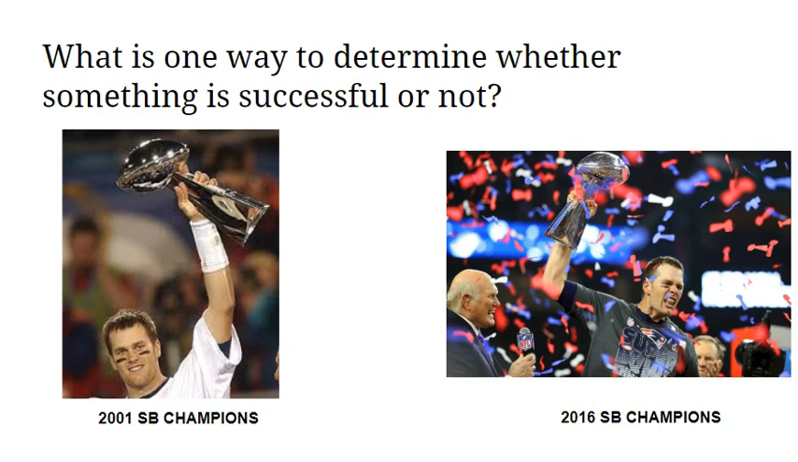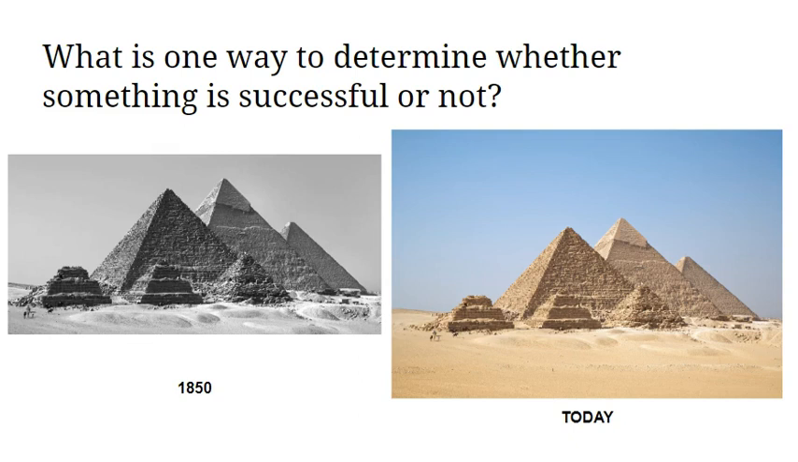It pains me to even include Tom Brady as a Jets fan, but I felt like it was a relevant example. What is one way to determine whether something is successful or not? Tom Brady winning the Super Bowl in 2001, winning in 2016. And in this case, what is one way to determine whether something is successful or not? So it's the same question, but I'm showing you two different sets of images.